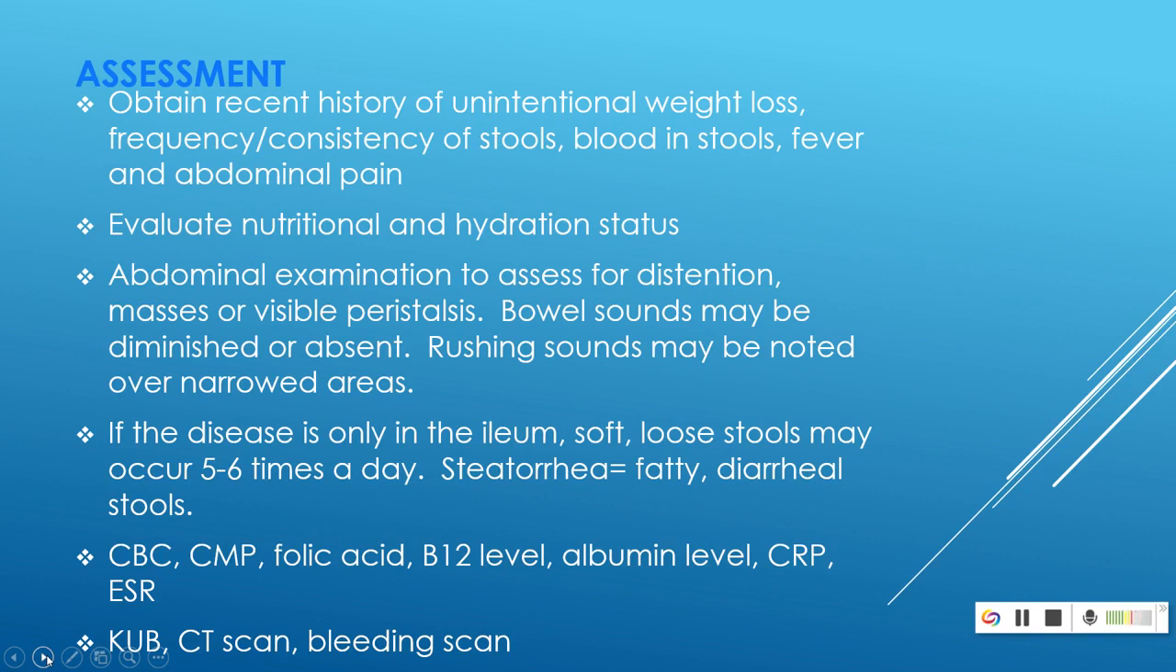We're going to check their CBC, their CMP, folic acid, B12, albumin level, CRP, and ESR. Now, why is the lab that's different here than ulcerative colitis? The folic acid and the B12 level. Why is this different for Crohn's? Didn't we say Crohn's can happen anywhere along the GI tract? Where do we absorb our folic acid and B12? Stomach and small intestines. So that's why we have to add those labs here.